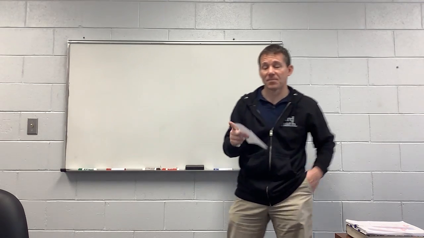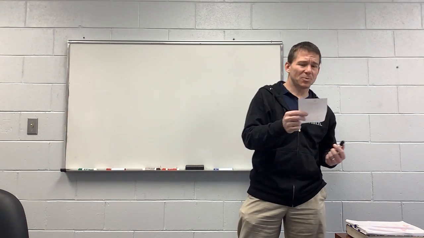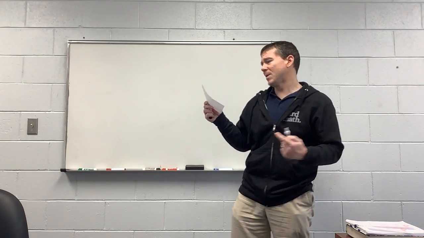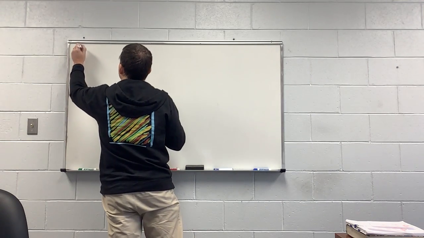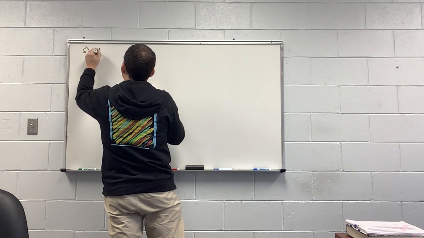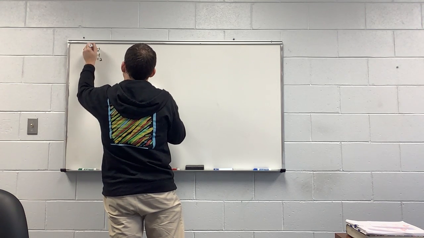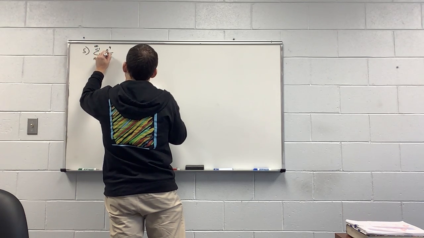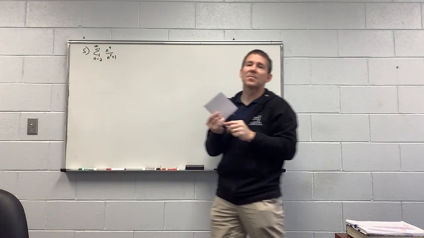And going from there. So this was section 4.3, and there were 3 problems people asked about. First, number 5, the sum from n equals 2 to infinity of n to the 4th over n to the 5th plus 1.